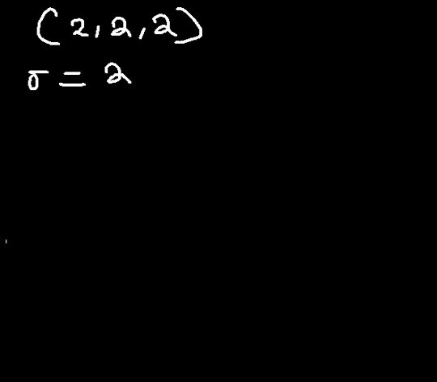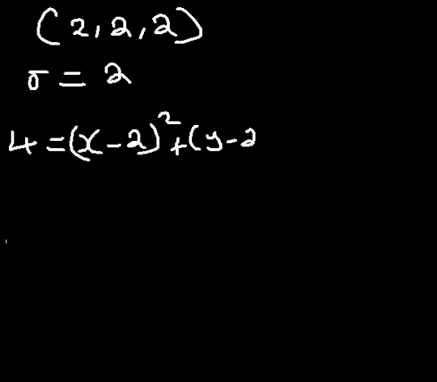So now let's consider this case as well. Let's say we have a sphere with center coordinates given as, let's say, (2, 2, 2), and the radius is given as 2 as well. So what is the equation of this sphere? We have 4 = (x - 2)² + (y - 2)² + (z - 2)².